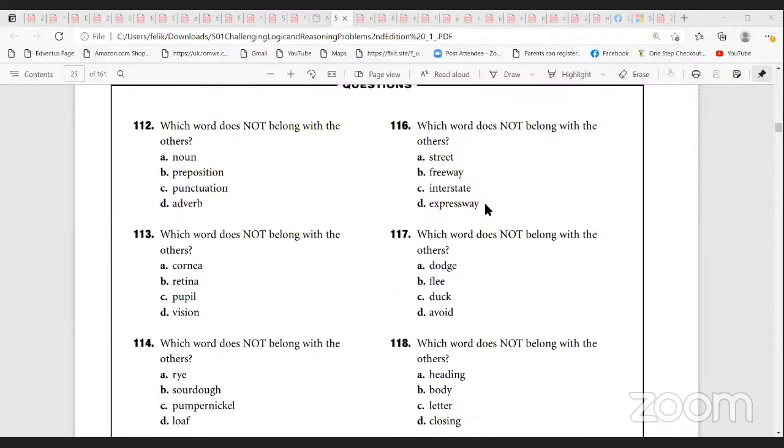Miss, so what is the answer? D, loaf. All the others are types of bread except for loaf.